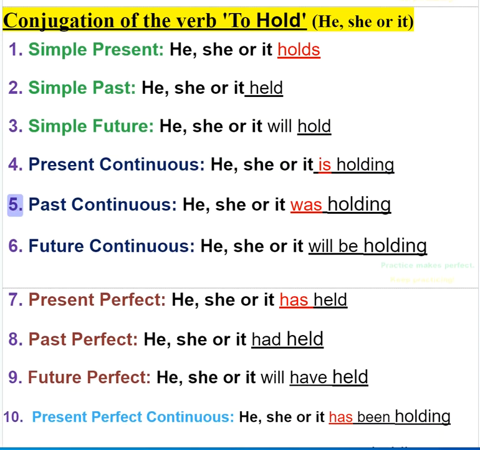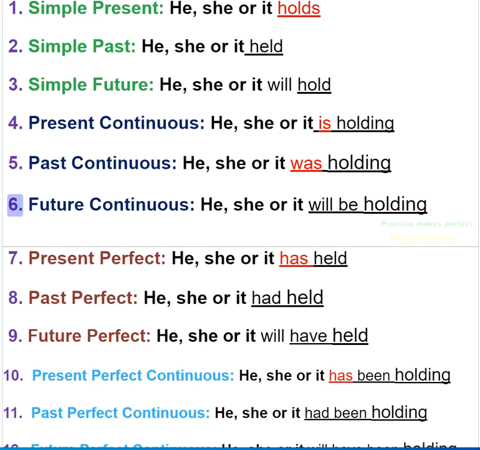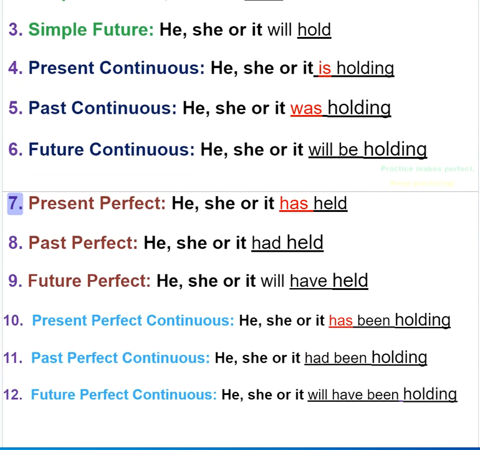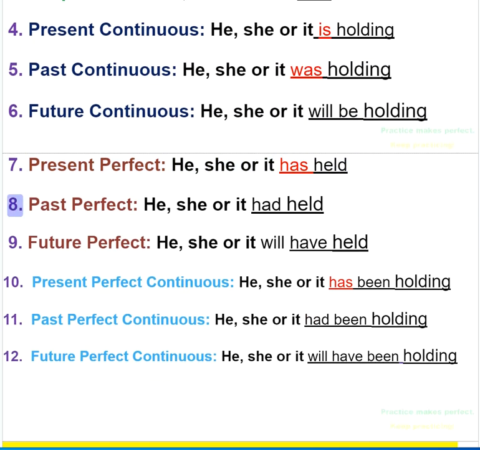5. Past continuous, he, she or it was holding. 6. Future continuous, he, she or it will be holding. 7. Present perfect, he, she or it has held. 8. Past perfect, he, she or it had held.